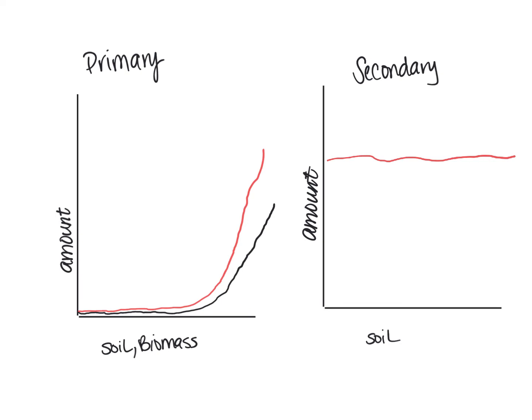Whereas in secondary succession, the biomass may start relatively low, but there's still seeds and roots below the soil, so the amount will never be as low as it was in primary succession, and the amount of biomass accumulates very rapidly.